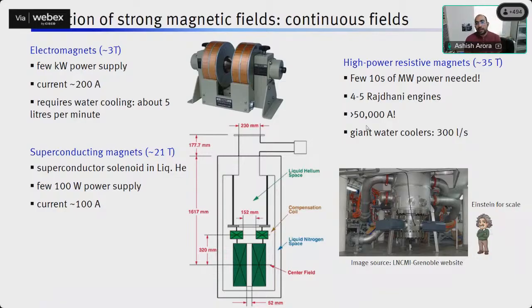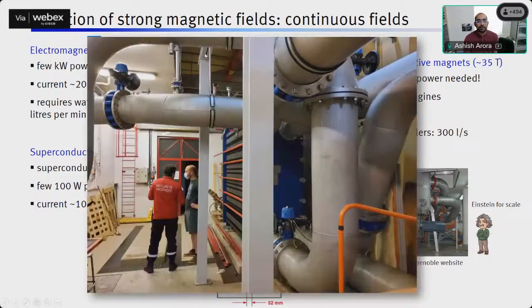Now they need very large current like 50,000 amperes, and because this large current is passing through the coils, you need giant water coolers which need like 300 liters of water to pass through every second. If you don't trust me, I have a better picture of my colleagues working in Grenoble. You can see these water chiller lines where 300 liters of water is passed through this magnet, and the water enters at like 16 degrees centigrade and leaves at 95 degrees centigrade. It's actually boiling hot when it leaves.